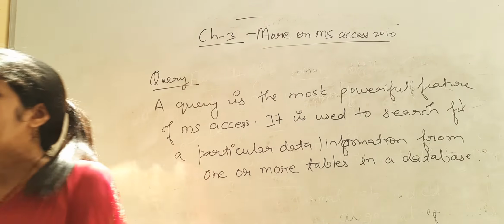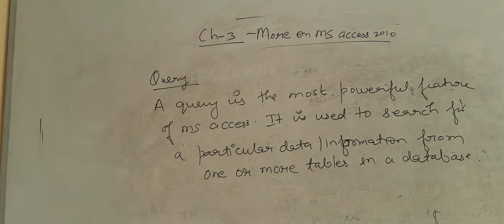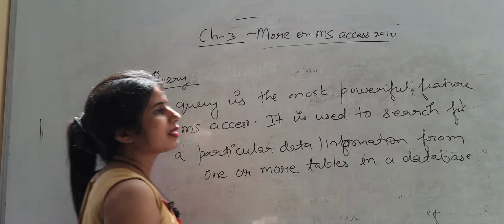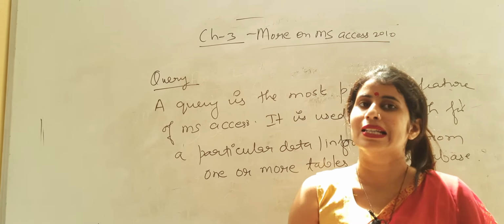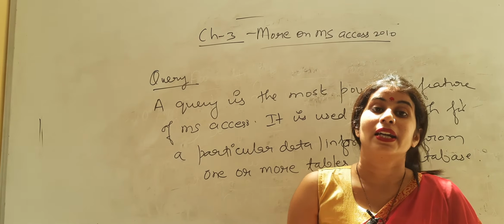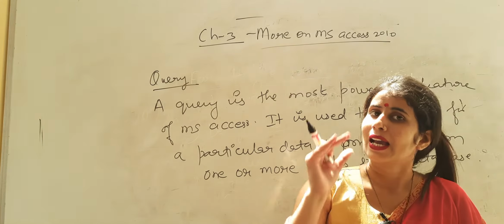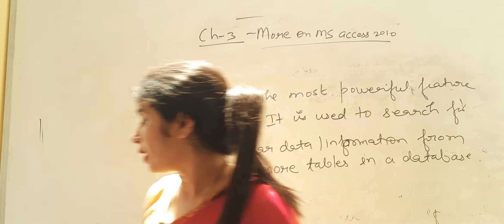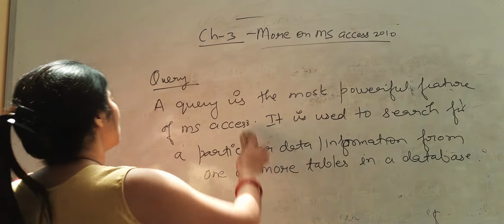What is query? Query is the most powerful feature of MSSS. It is used to search for a particular data and the information from one or more tables. And here you are able to find the exact data. Query is the most powerful feature and it helps us to find the exact data.